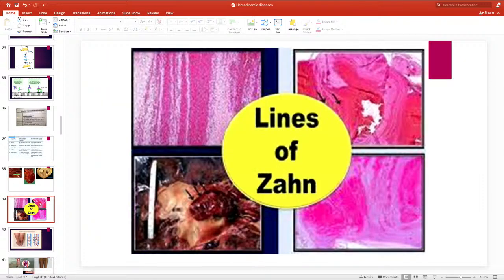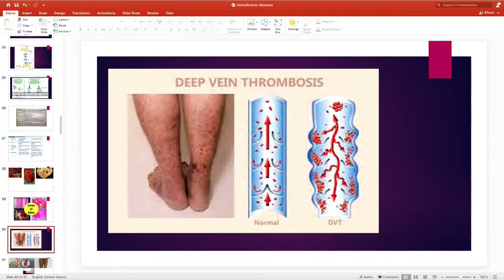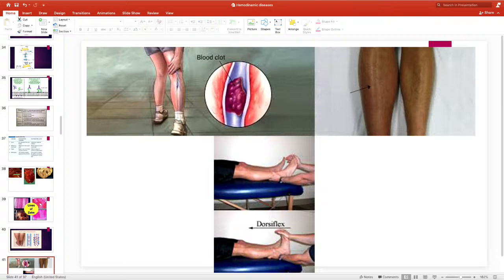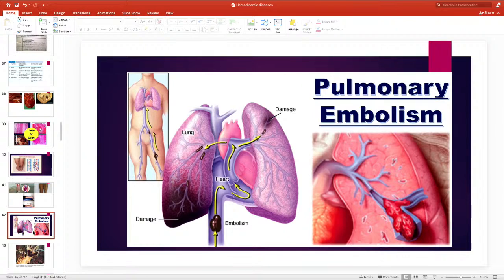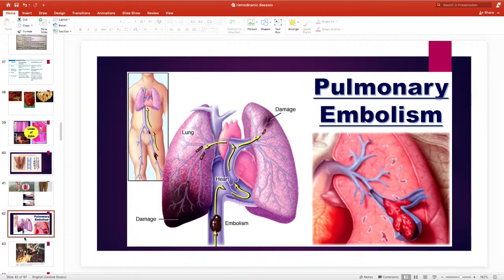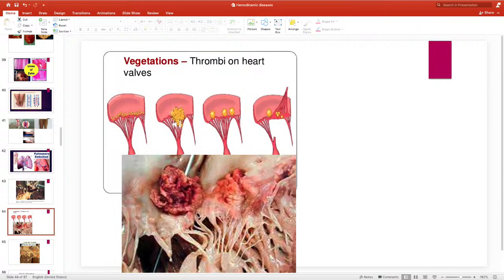Also, this is DVT, as you see here, deep vein thrombosis, which can lead to thromboemboli and can lead to pulmonary embolus, but this I'm teaching you in systemic pathology. I only want to tell you that DVT is one of the risk factors for pulmonary emboli. Any thrombus can lead to embolization, and what you see here is vegetation thrombi on the heart, what I was explaining before. Yes, you see multiple thrombi on heart walls.